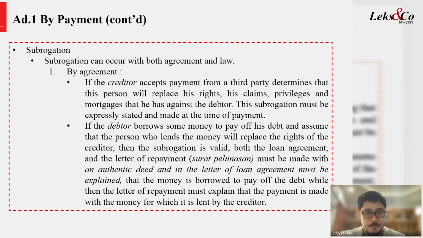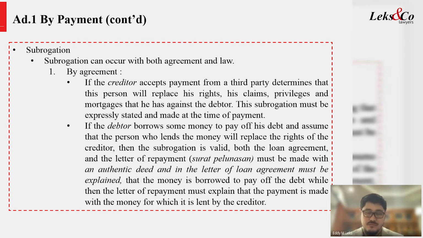Now, by agreement, there is a category. I mean, there is a perspective from the creditor and from the debtor. As you can see from the first point, I italicize the creditor word, and then the second point is the debtor word. So by agreement, if the creditor accepts payment from a third party, you imagine you are a creditor, accept payment from the third party, determining that this person will replace his rights, meaning the creditor's rights, his claims, privileges, and mortgages that he has against the debtor. This subrogation must be expressly stated and made at the time of payment.